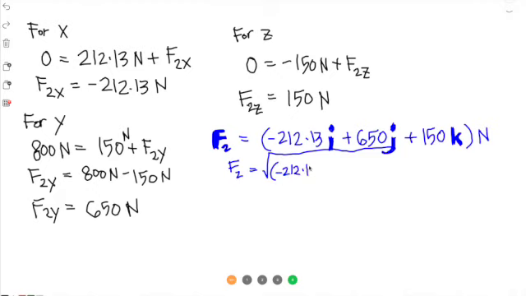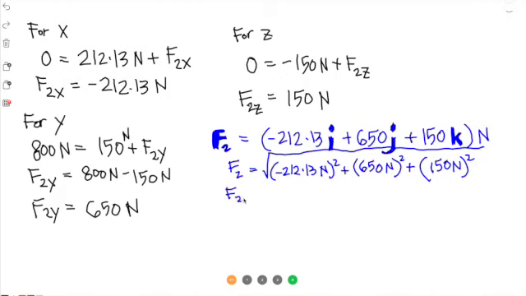That's 213 newtons squared plus 650 newtons squared plus 150 newtons squared, and the square root of that, and we get the magnitude of F2. So why do we need the magnitude of F2? Because we need that to define the vector by its magnitude, and to find the direction cosines, because that involves the magnitude of F2.